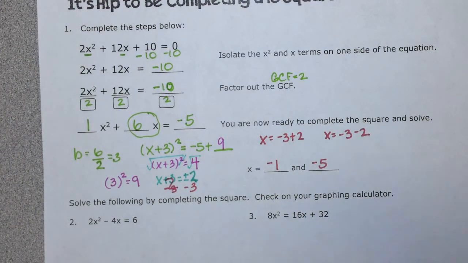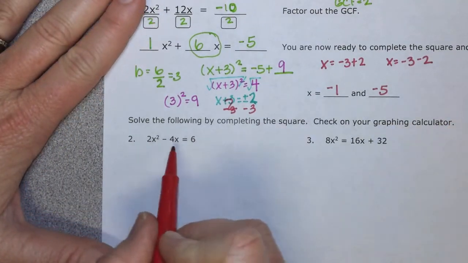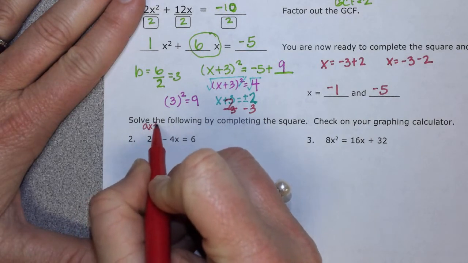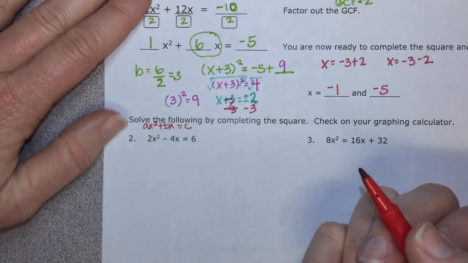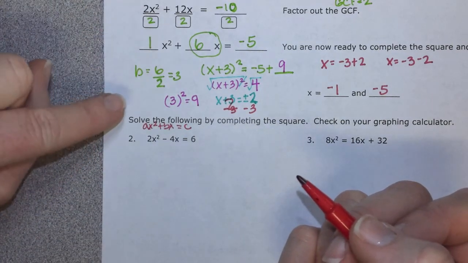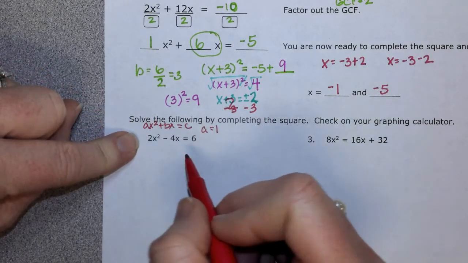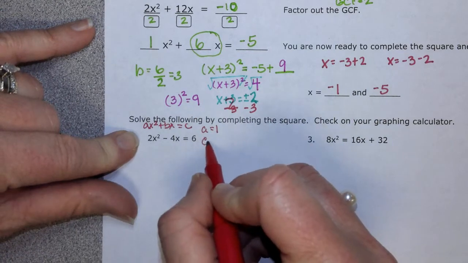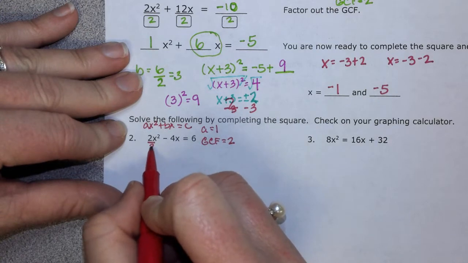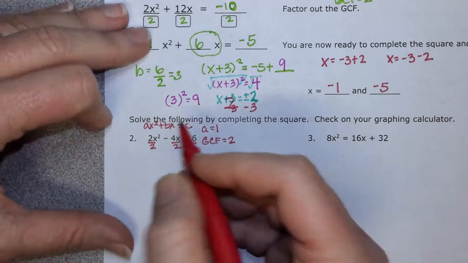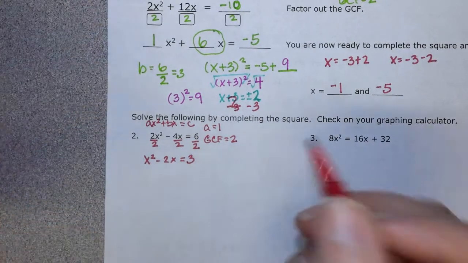All right, so moving on to number 2 here. So I already have it set up in the form of the ax squared plus bx equals c, so I don't have to do anything with moving my numbers around. But what I do notice is that I have to have an a value of 1, and I do not have an a value of 1. But I do see that I have a GCF that equals 2. So that means I'm going to factor out 2 here. So now I'm going to have x squared minus 2x equals 3.